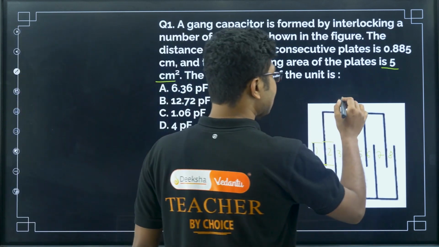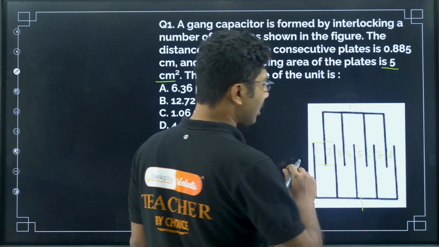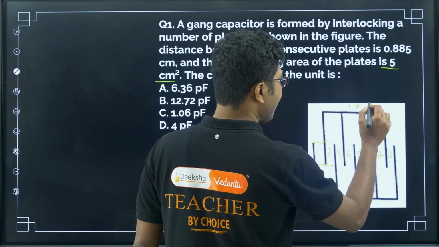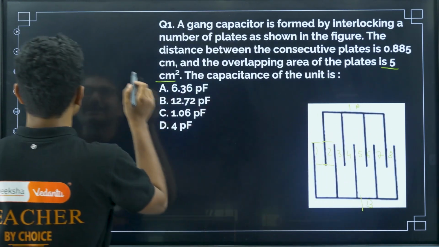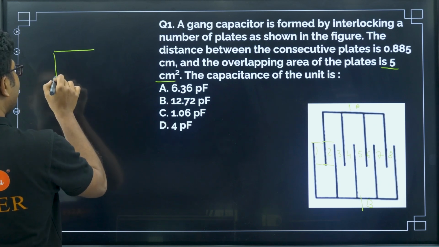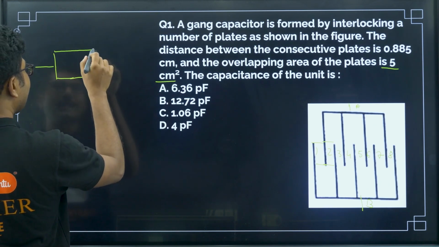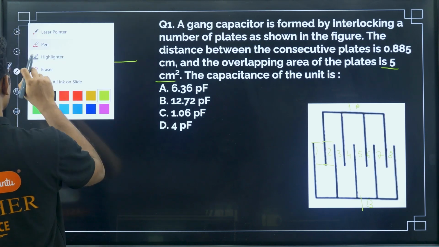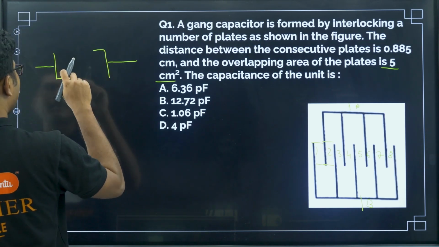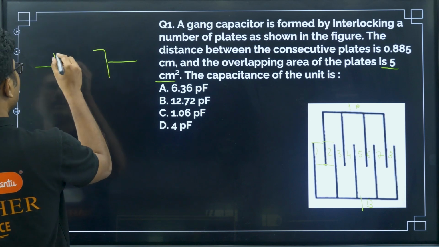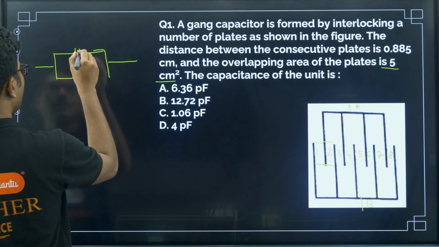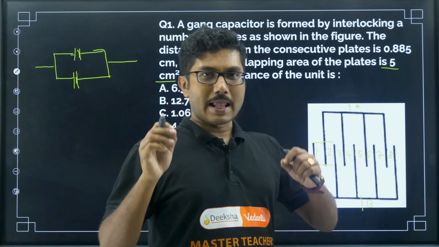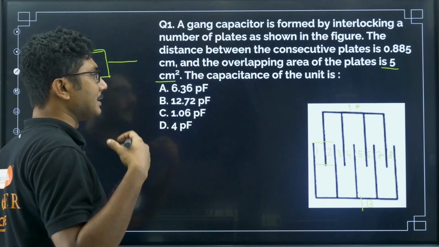All 8 capacitors in this connection are connected in parallel, because if you consider this is point A and this is point B, the capacitors can be considered like this. So all of them are connected in parallel. In between there are 8 capacitors like this, and all of them are at the same potential, so you can say they are in parallel combination. So 8 capacitors in parallel combination.